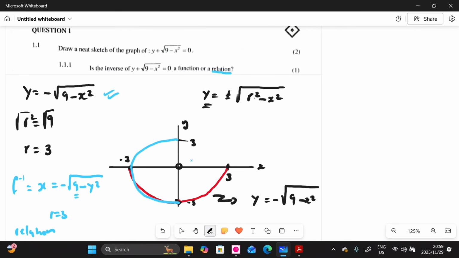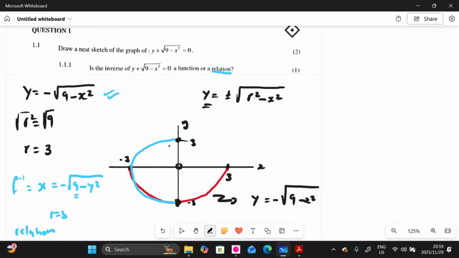Why is it a relation? Well, one of the reasons is we cut y twice. If it's a relation, guys, the graph will cut y twice or more. So as you can see, the blue graph there is cutting the y-axis twice.